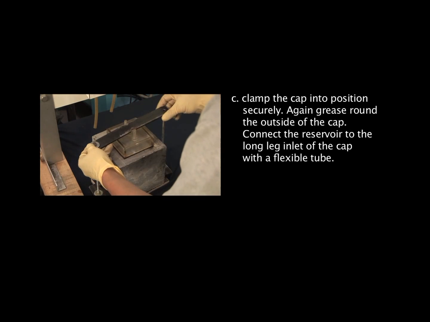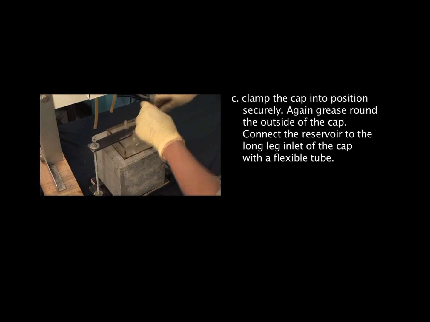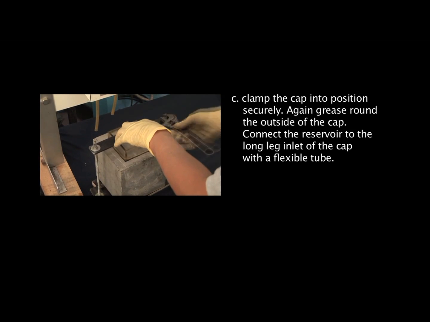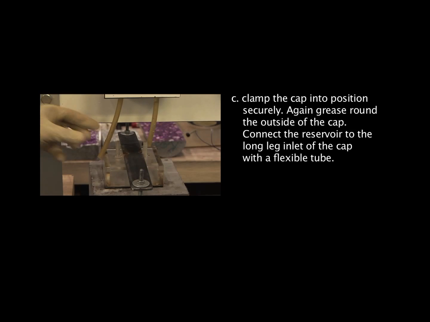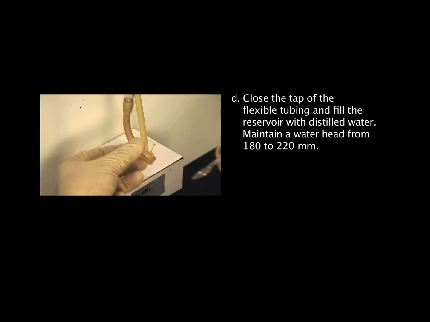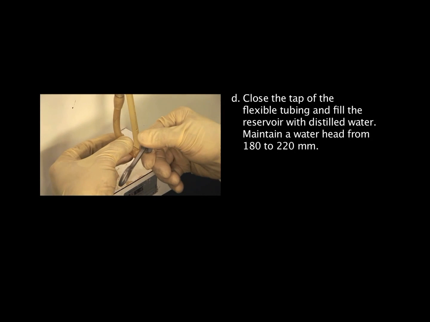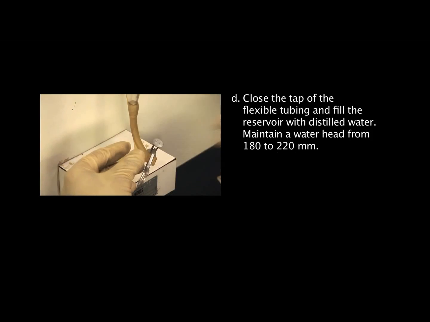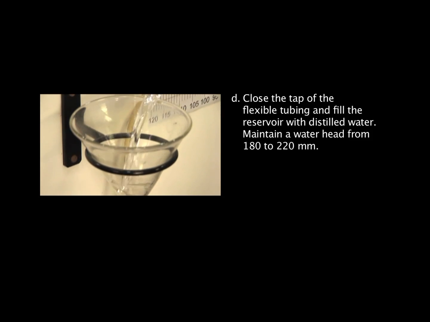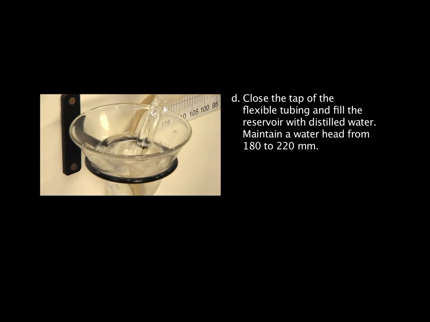C. Clamp the cap into position securely. Again, grease around the outside of the cap. Connect the reservoir to the long leg inlet of the cap with a flexible tube. D. Close the tap of the flexible tubing and fill the reservoir with distilled water. Maintain a water head from 180 to 220 millimeters.